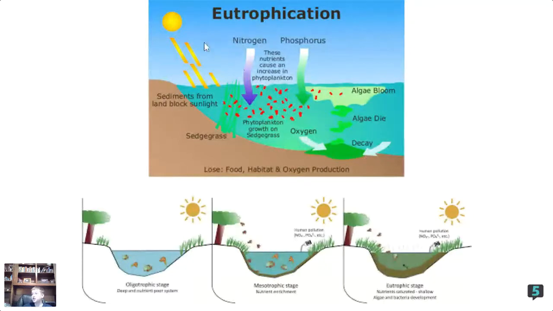But some of these plants can't even get sunlight because the algal mat blocks the sunlight from coming in, and it's so thick that no sunlight can leach through to the bottom. And then you lose food, habitats, and oxygen in these ecosystems.